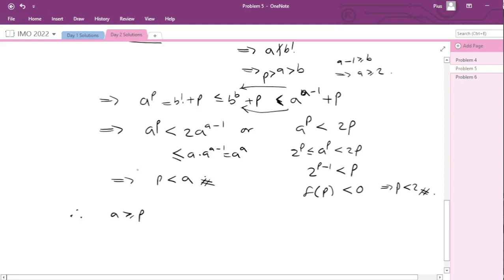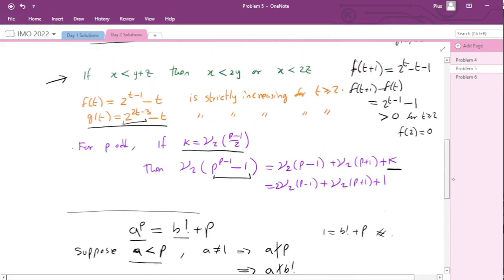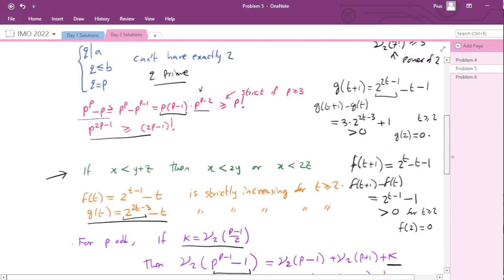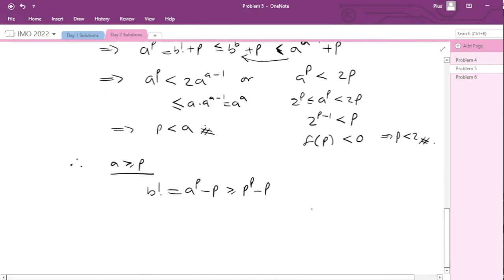Based on this, we could work with other estimates, because this is kind of like a bound for a. So this means that b factorial, which can be written as a raised to power p minus p, is at least p raised to power p minus 1 minus p, which we've bounded before. So we're going to make use of that now. So that is greater than or equal to p factorial. So this means that b has to be greater than or equal to p. Otherwise, b factorial will be less than p factorial, because it would just be a part of p factorial.